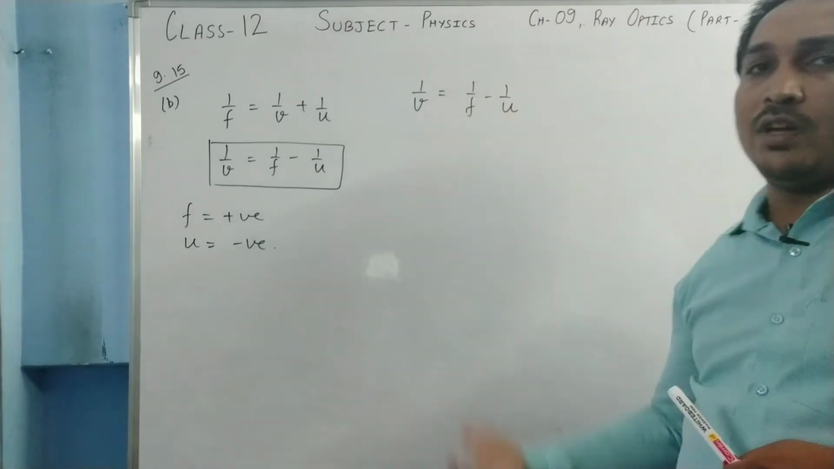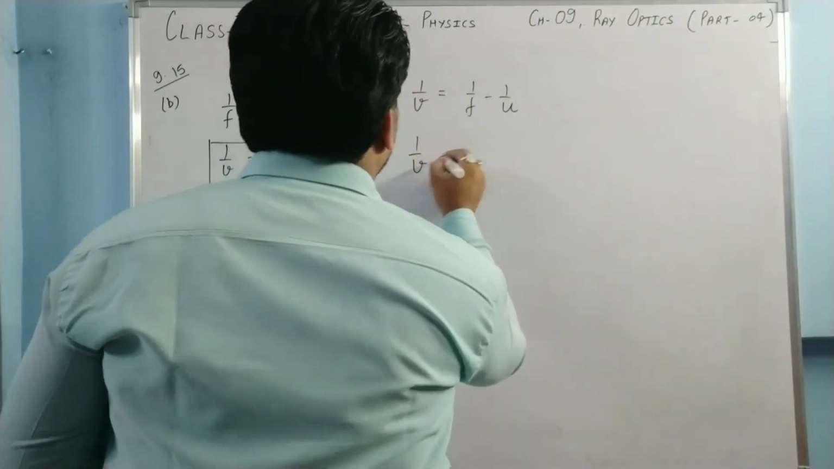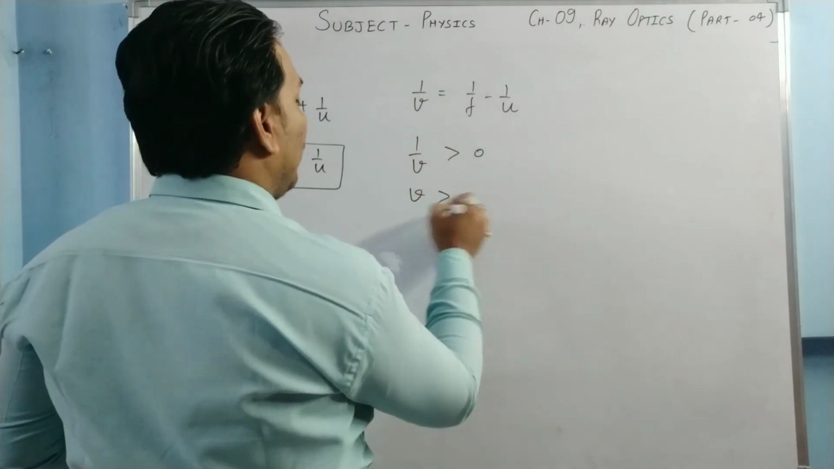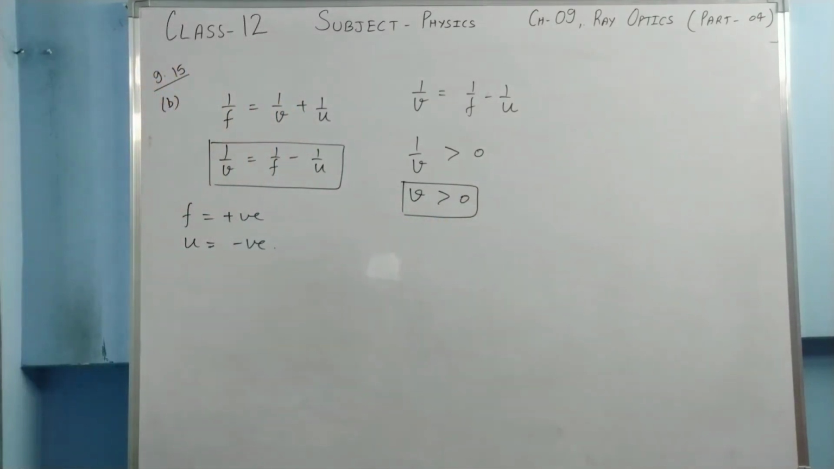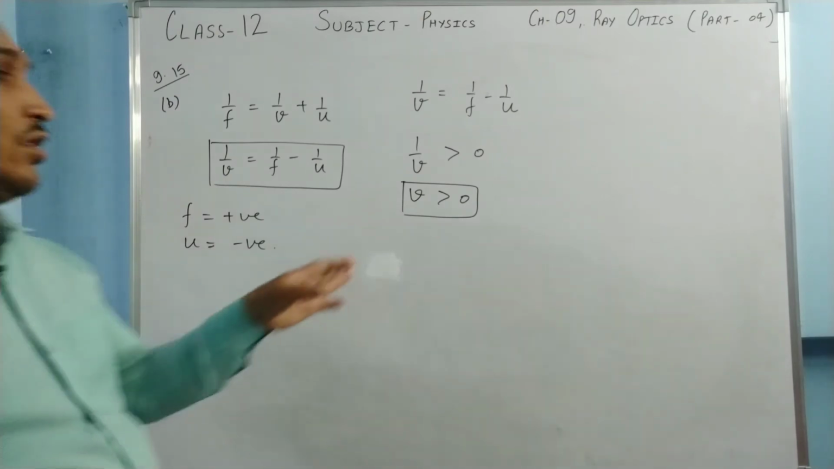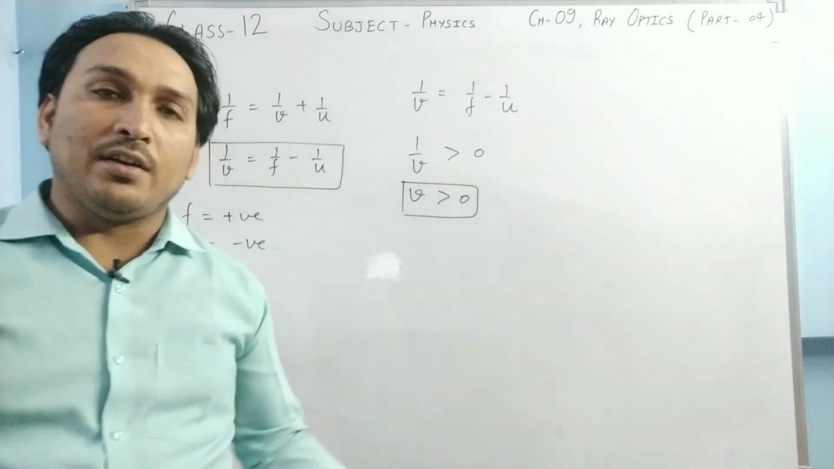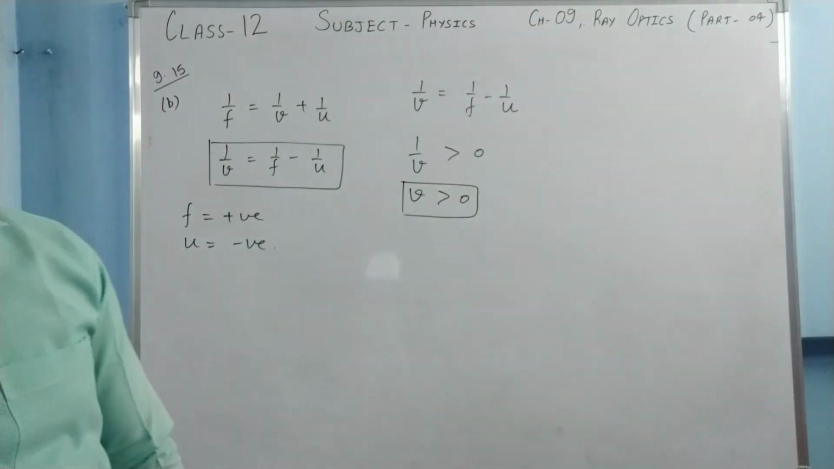What are we going to have? We have a positive number. So basically here 1 by v comes out to be positive. And if 1 by v comes out to be positive, v is also positive. So from here we can see that the image distance is always positive, so it is behind the mirror. And if it is behind the mirror, obviously the image is virtual. So this is the proof of the second part.